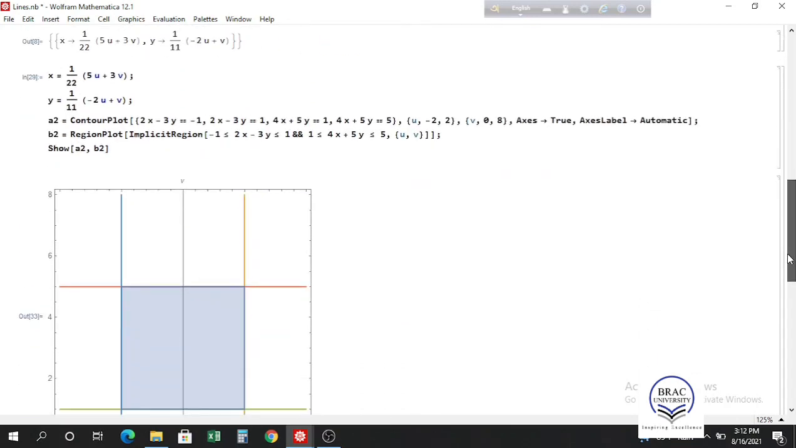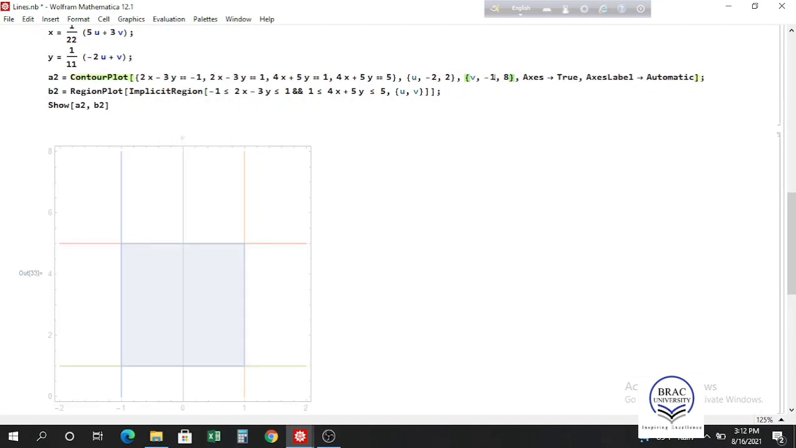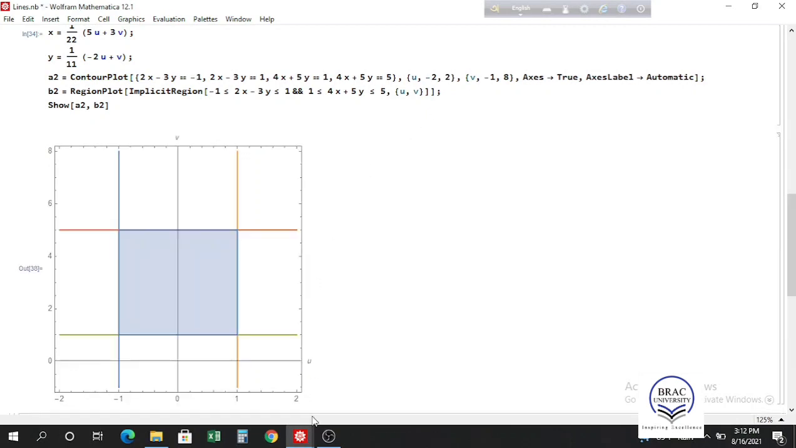Now as we have defined x and y already, we can easily find the Jacobian. Before doing that, let's take v from minus 1 to 8 because I want to see the u-axis. The u-axis is not visible in the graph. So now it's visible. This is the u-axis. So v goes from 1 to 5 and u goes from minus 1 to 1.